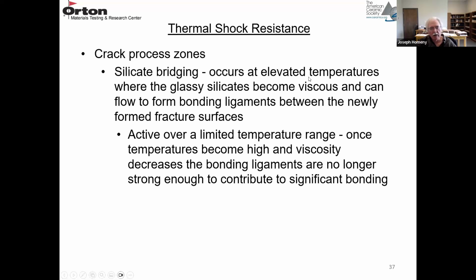Silicate bridging only occurs at elevated temperatures. When you have a silicate glass that forms, it has to be a viscous glass. It flows and forms these bonding ligaments across the fracture surfaces. And that's only active over a limited temperature range. Once the temperature becomes very high, the viscosity decreases and the bonding ligaments disappear. So if you're going to have a silicate glass present, it should be a very viscous material.